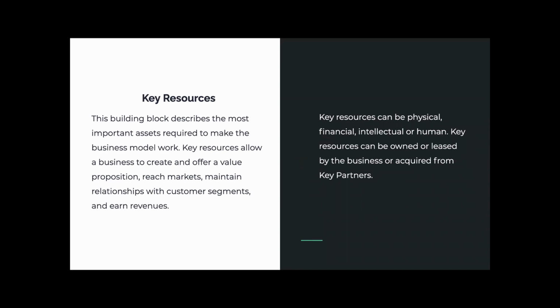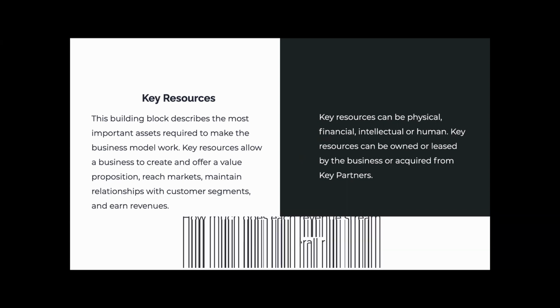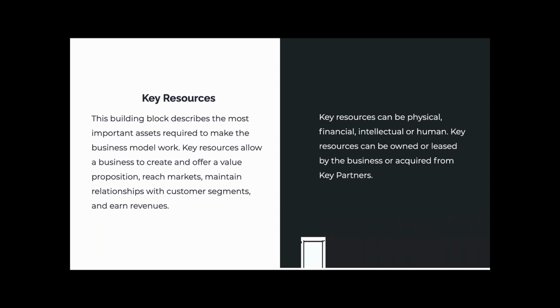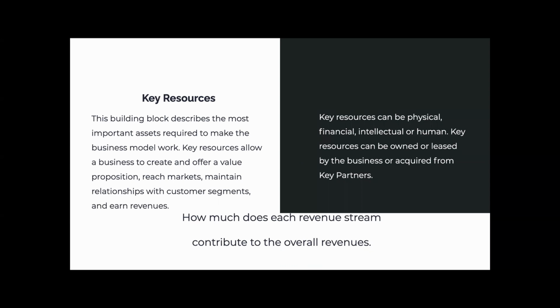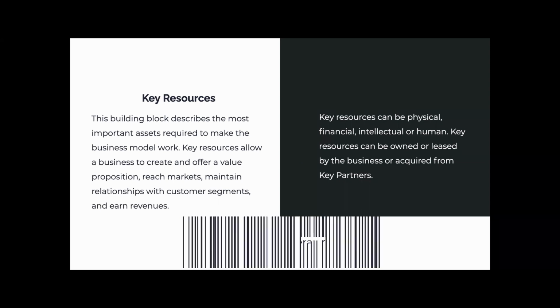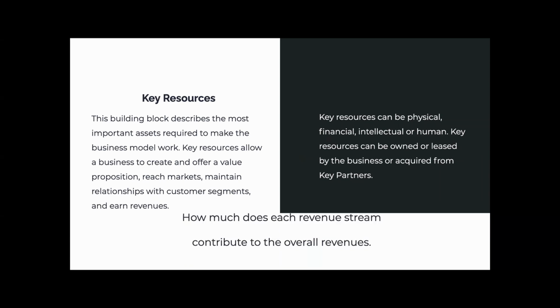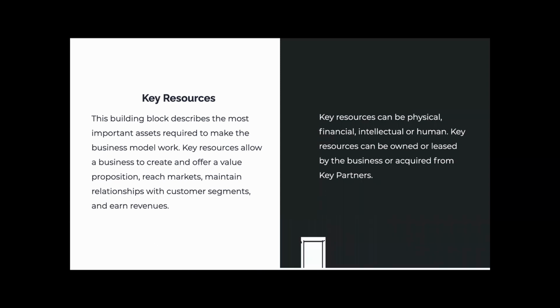Key resources. So this building block describes the most important assets required to make the business model work. So key resources allow a business to create and offer a value proposition, reach markets, maintain relationships with customers, segment, and earn revenue. So key resources can be physical, they can be financial, intellectual, or human, right? In a co-op, key resources are often going to have a human component to it. And key resources can be owned or leased by the business or acquired from key partners. So hopefully a co-op development center is going to fit this list as a key resource.